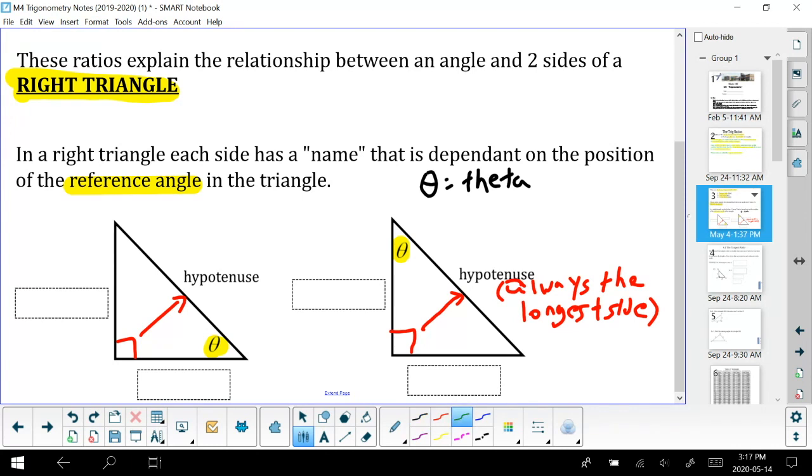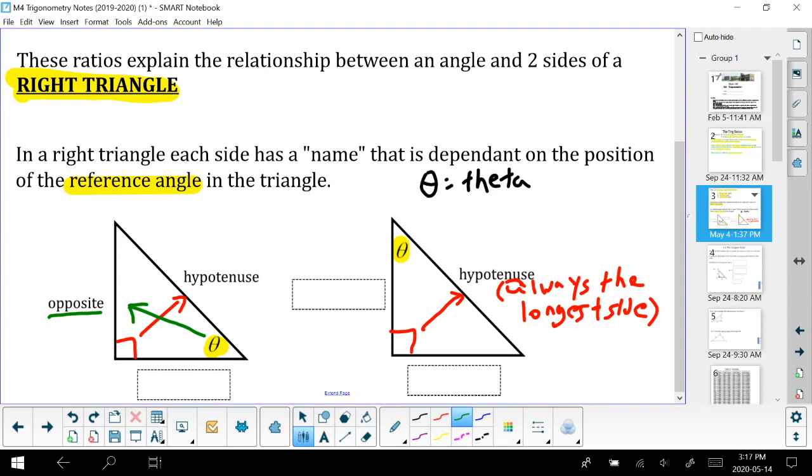Now, starting with the triangle on the left-hand side, we're going to pretend that we're looking across at this side here. Now, this side of the triangle is what we call the opposite side because, you guessed it, it is opposite your reference angle.